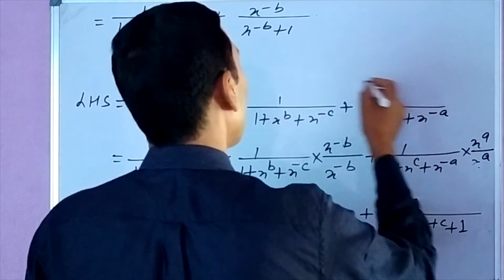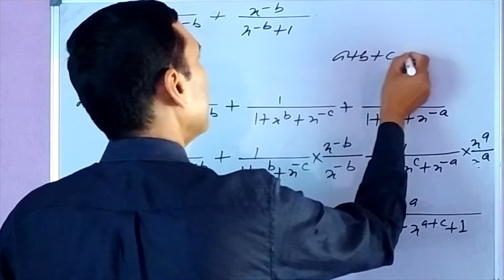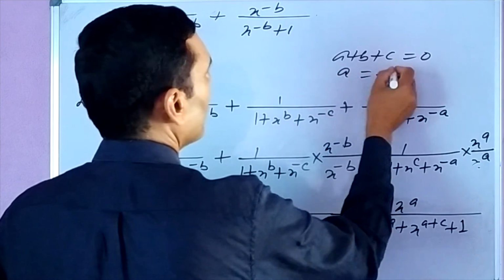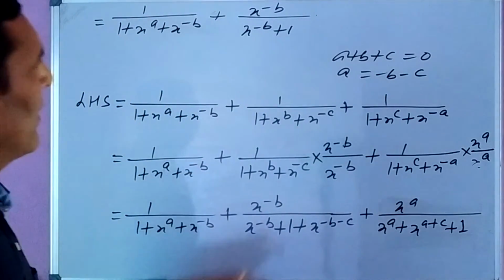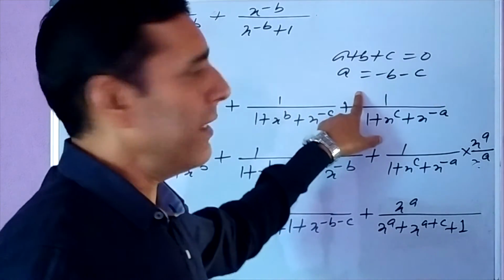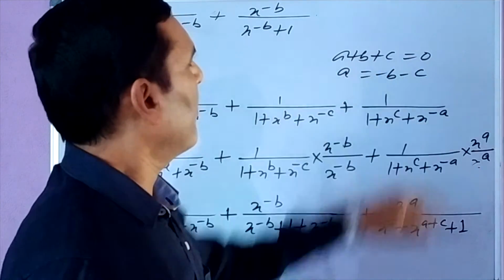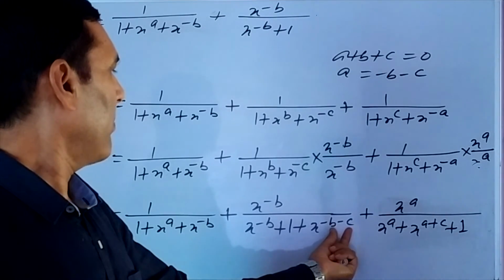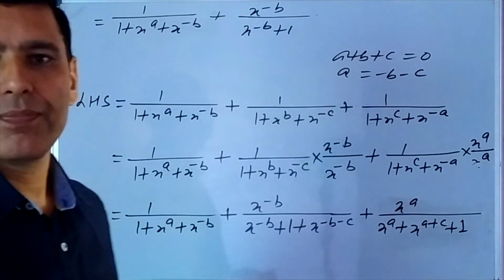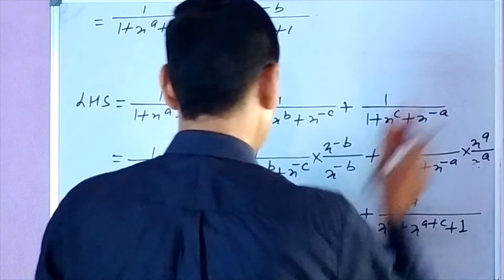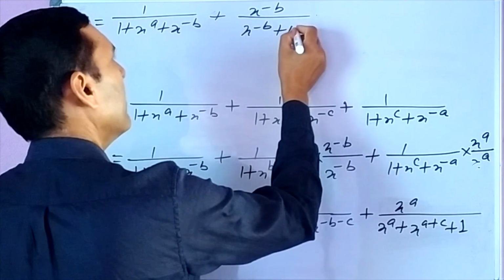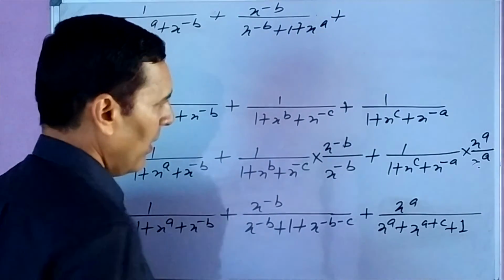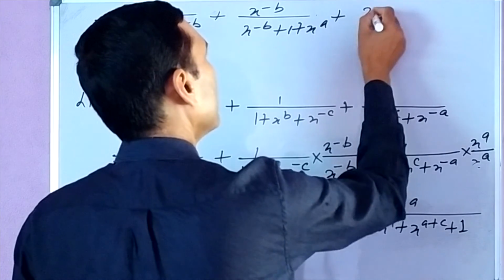We know that a plus b plus c is equal to 0. So a is equal to minus b minus c. We have to use the given condition here. We are given a plus b plus c is equal to 0. So this minus b minus c can be replaced with a. So this is x to the power a, and this is 1 plus x to the power a, and the third term x to the power a.